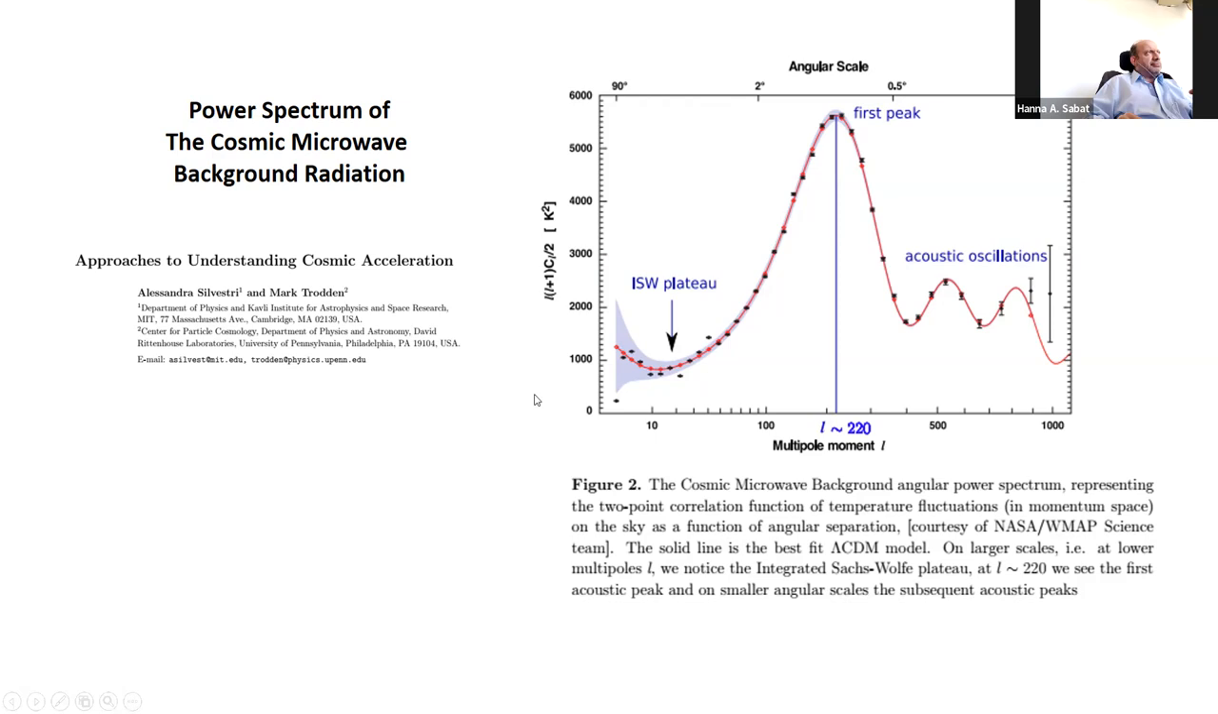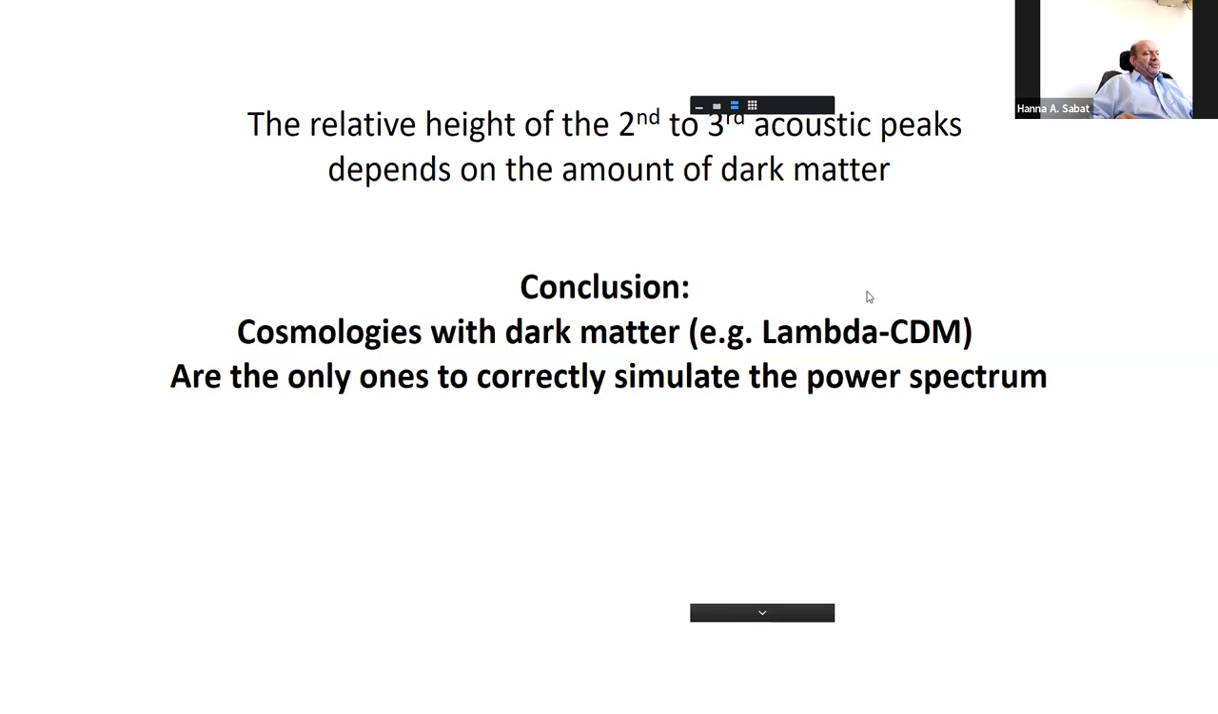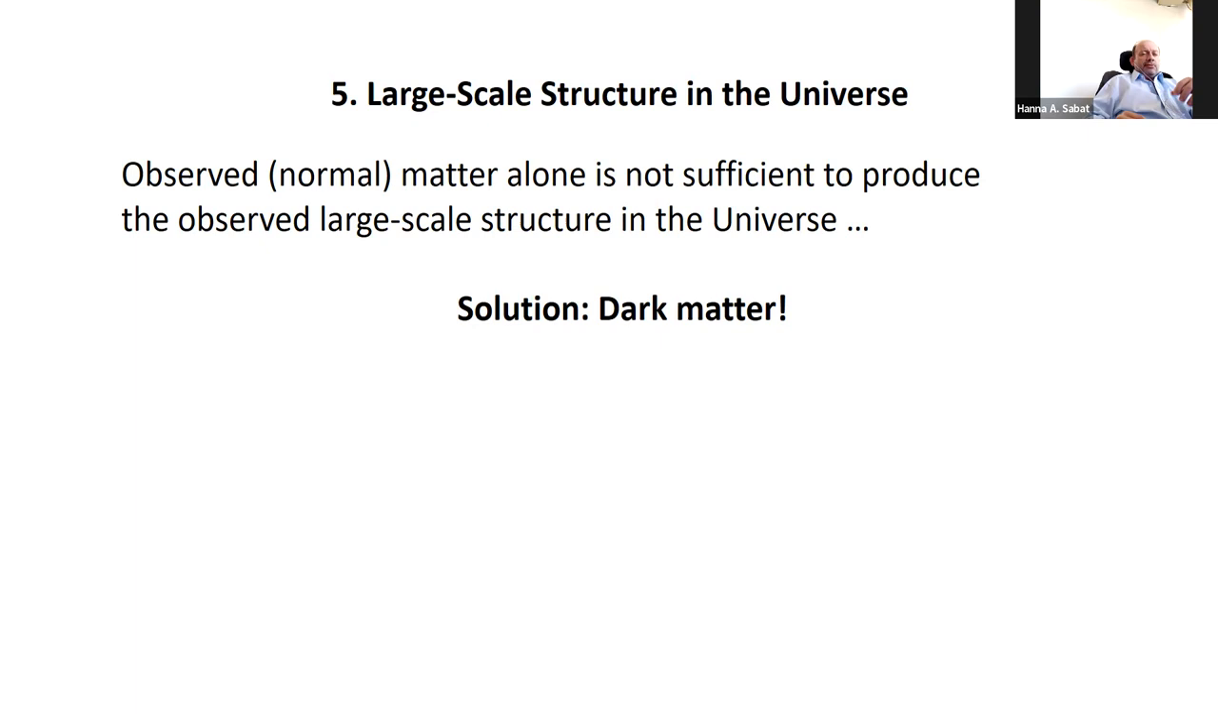Now, what I wanted to say here is that you can see the second and third peaks, not just the first peak. The relative height of the second to third peaks, or the Sakharov peaks, depends on the amount of dark matter invoked into the model. So the conclusion here is that cosmologies with dark matter, such as the Lambda CDM, are the only ones to correctly simulate this power spectrum. So we have no choice but to include dark matter to fit the observed data of the cosmic microwave background radiation. Now, I may add, there is so much evidence, at least for the majority of astronomers, astrophysicists and cosmologists, compelling evidence for the existence of dark matter.